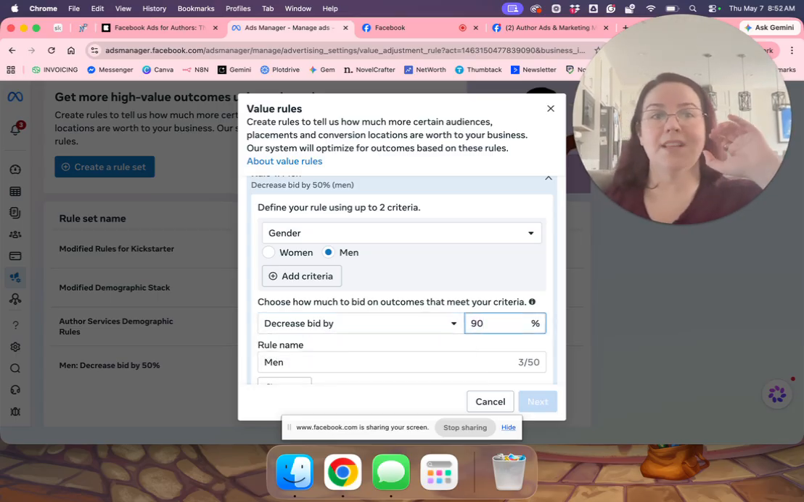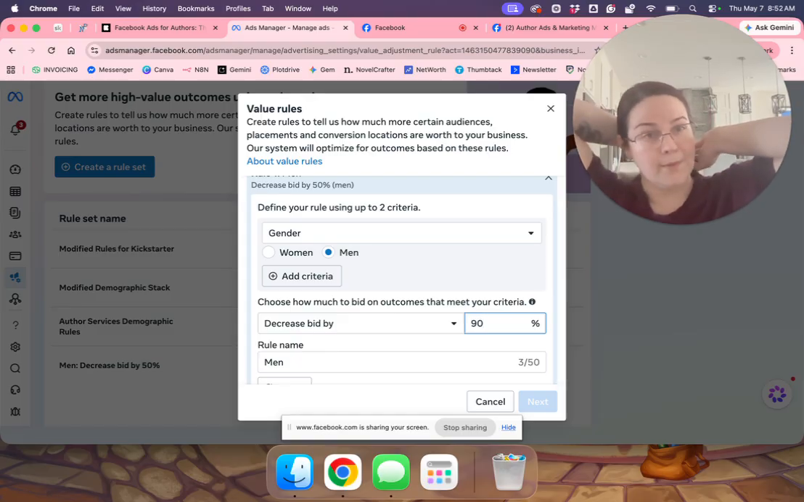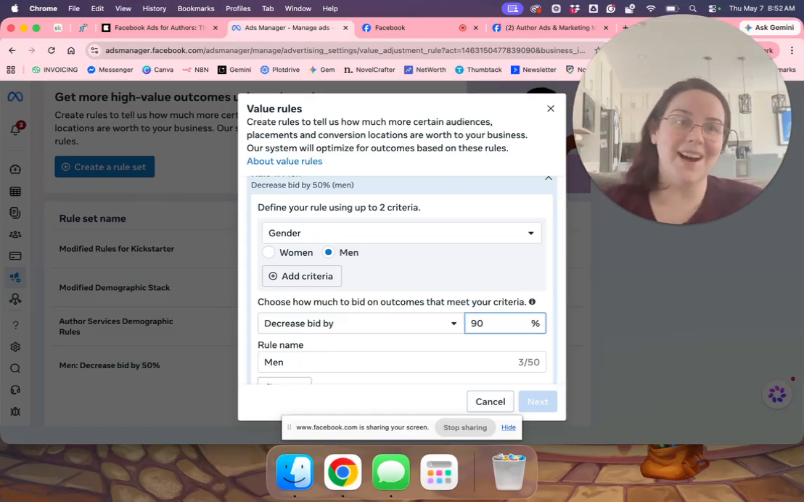Because even if you say in the ad set that you only want to target women, Facebook doesn't care. They will auto expand. But if you set the value rule, they will respect your wishes, and you are not going to get men targeted unless it's extremely cheap. And I do prefer to decrease bids on people and placements you don't want rather than increasing on placements you do want.